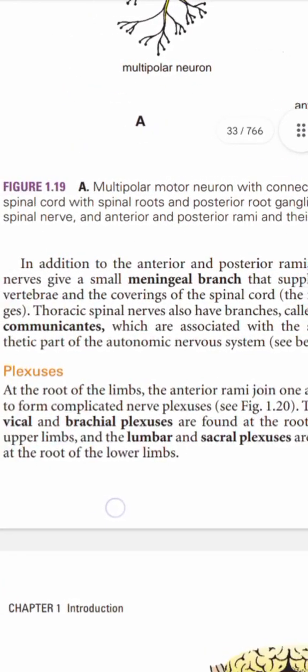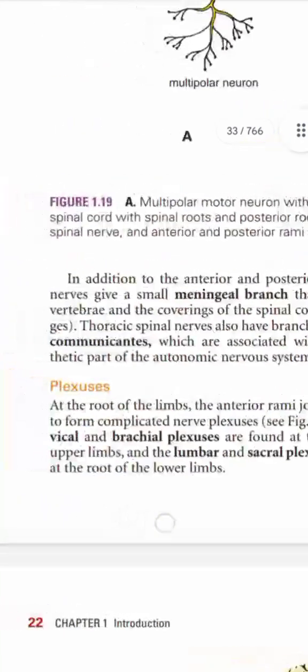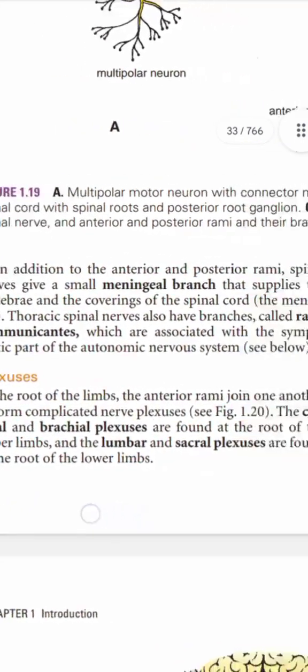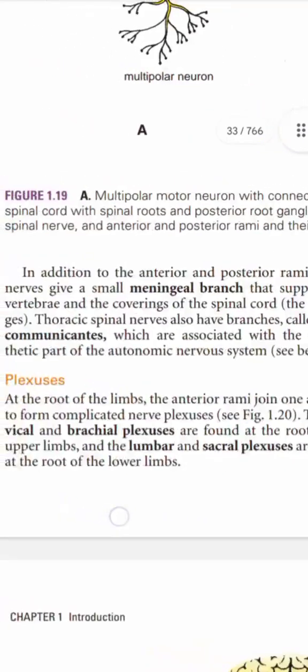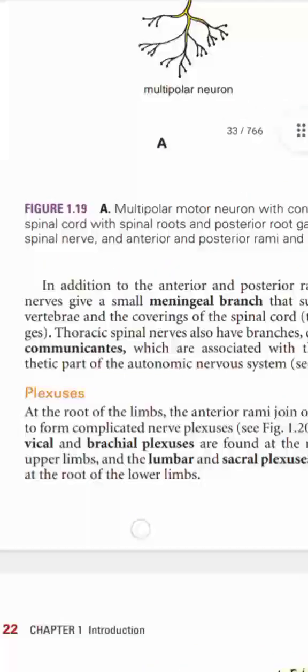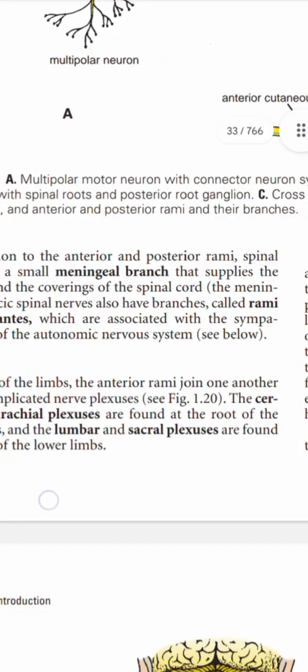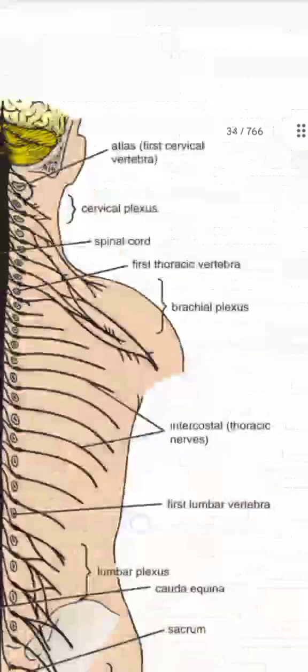Plexuses. At the root of the limbs, the anterior rami join one another to form complicated nerve plexuses. The cervical and brachial plexuses are found at the root of the upper limbs, and the lumbar and sacral plexuses are found at the root of the lower limbs.